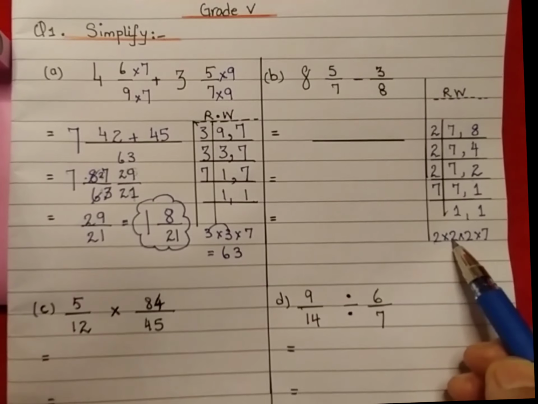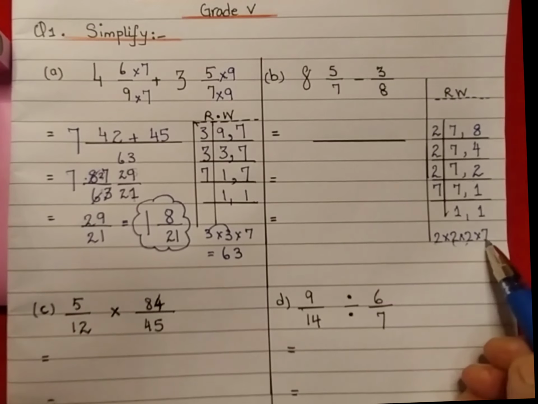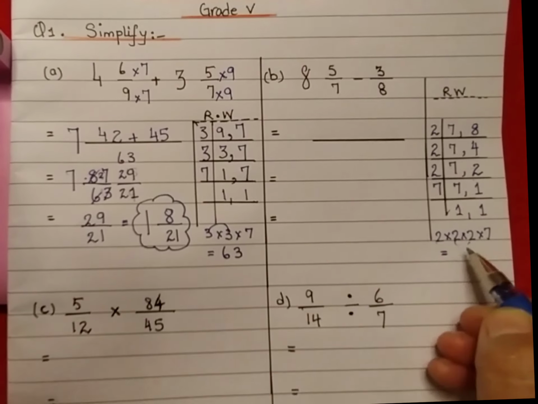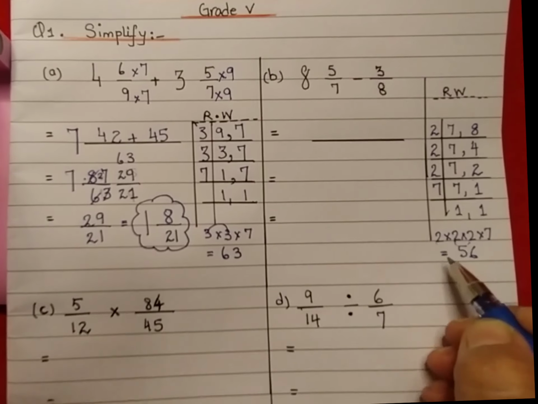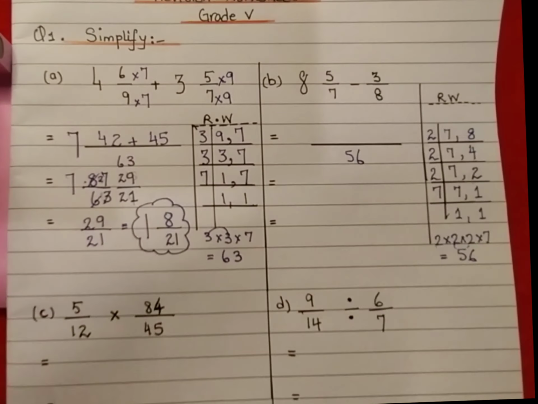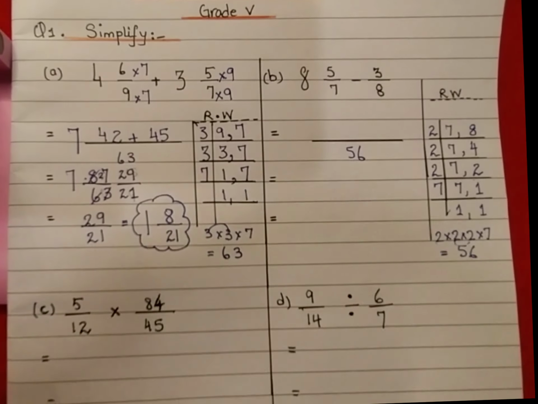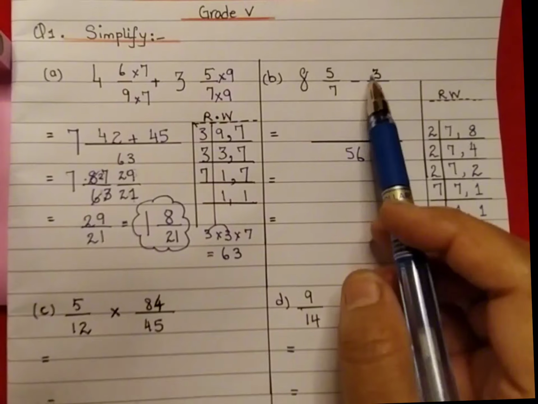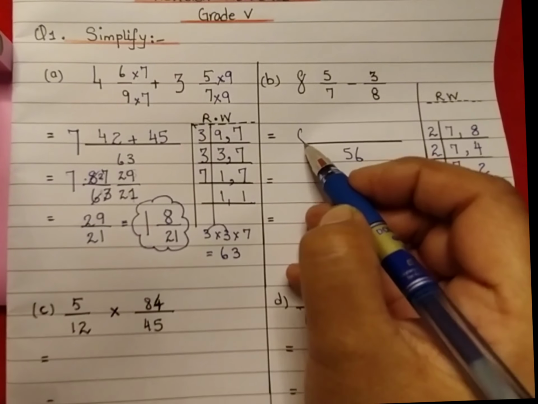2 times 2 is 4. 4 times 2 is 8. And 8 times 7 is 56. So we're going to write down 56 here. And we don't have any whole number here. So it's just going to be a simple 8 here.